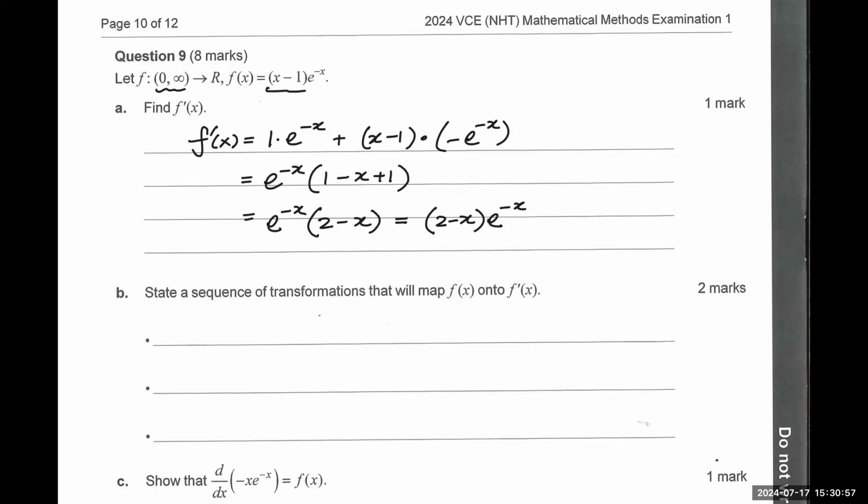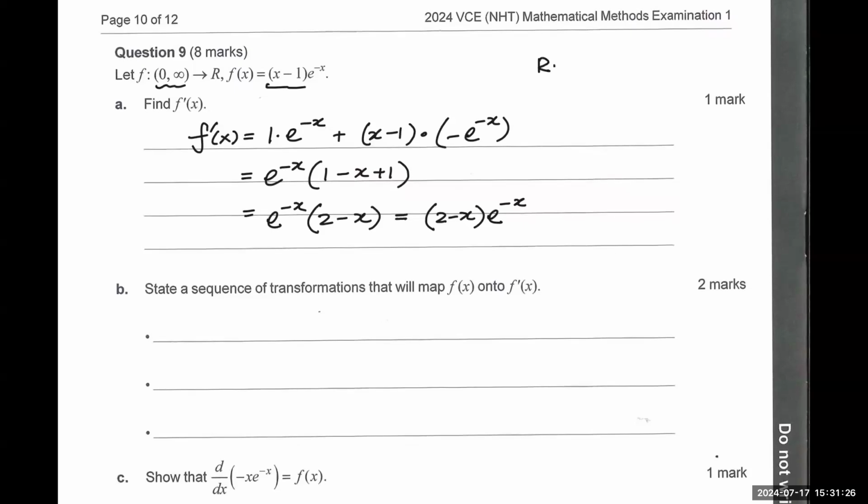And state the sequence of transformations that will map f of x onto f dash of x. This one is a bit interesting here because looks like we've got, can I use a reflection? Yes, I could use a reflection. So if I take a reflection here, let's try reflection in the x-axis. Mapping f of x to f dash, I will get 1 minus x, negative x minus 1 e to the power negative x equals 1 minus x e to the power negative x.